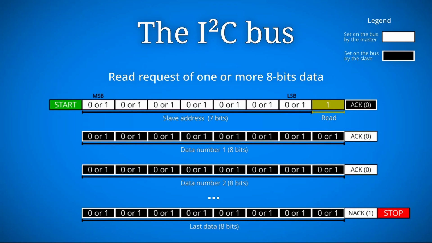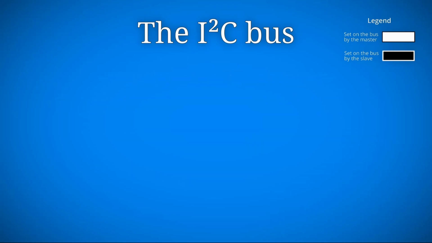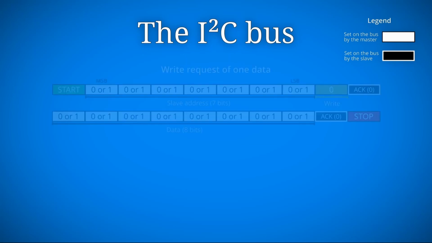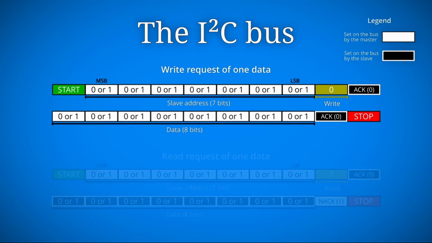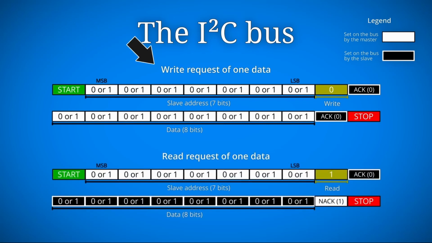We just saw the protocol that the masters must follow to be able to send a write or a read request to a slave. To sum up, the write and the read requests start the same by the start signal and the slave address. Only the request's type changes: 0 for a write request, 1 for a read request. Then for the two request types, the slave acknowledges.